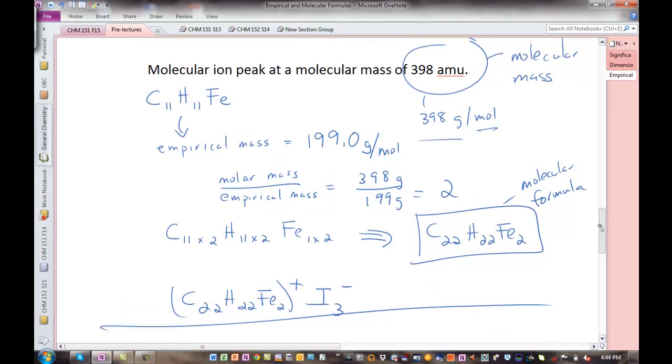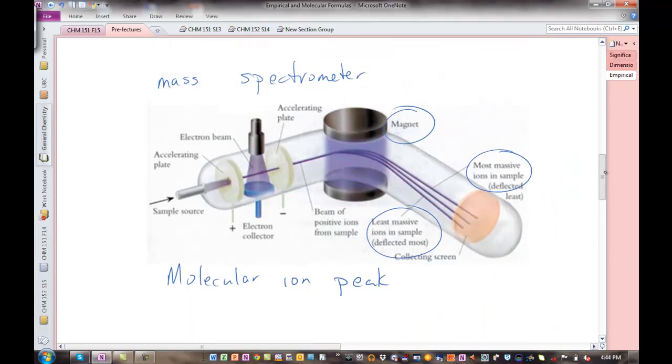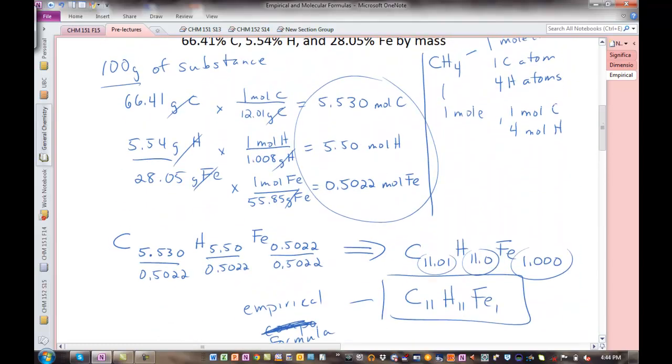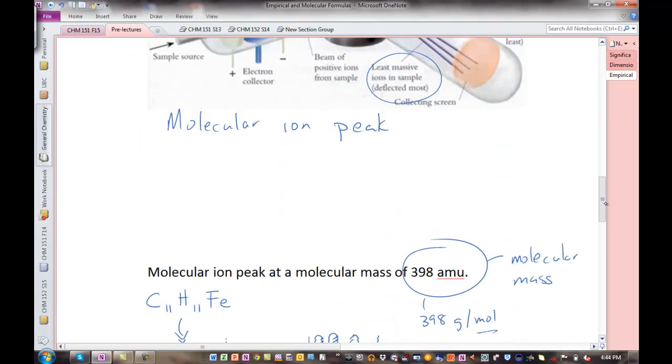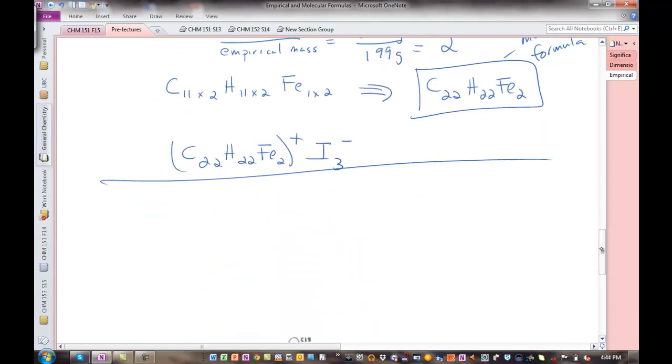So if I now take that, let's look at the mass percentages again, just to refresh our memories. Let me scroll back up. 66.41%, 5.54%, and 28.05%. So if I work this problem backwards, I know it is 0.6641. Now I've converted this to a fractional abundance, carbon, and take it times the molar mass, 398 grams. We can get the mass of carbon in 1 mole of that substance.